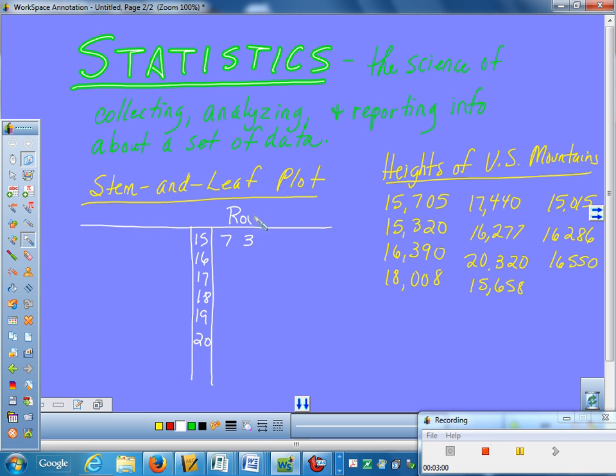But actually, I'm going to make you do it rounded first. And then we're going to come back and do it by what's called truncating it. You can learn what a truncated number is. Okay. So we are rounding on this one.